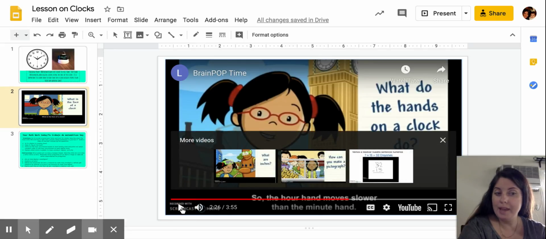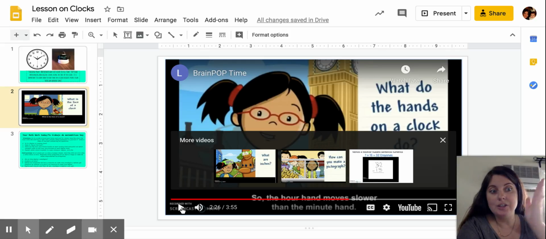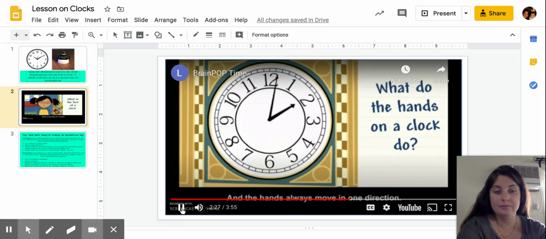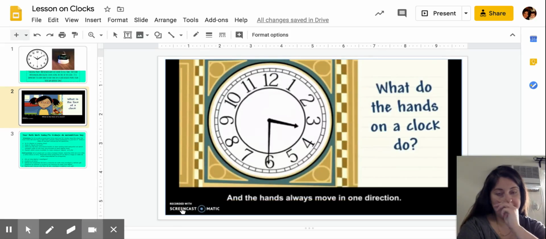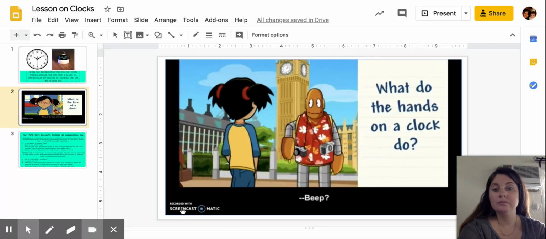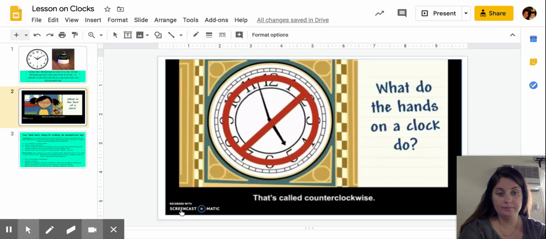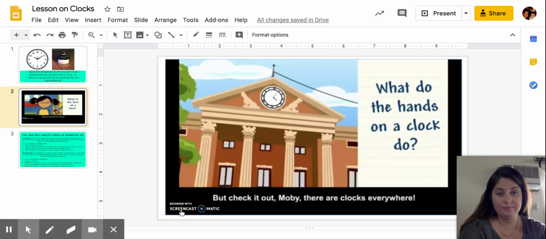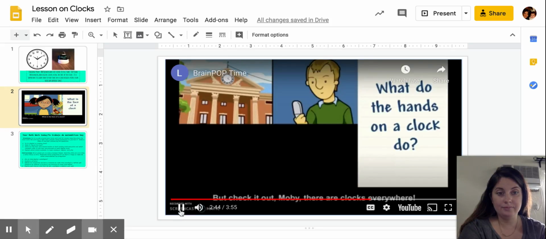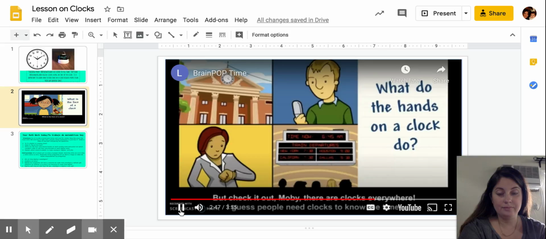Did you notice how that hour hand took a long time to get from 1 to 2? It took the minute hand all the way around the clock in order for the hour hand to go from 1 to 2. That's important to remember. And the hands always move in one direction. It's called clockwise. No, the hands never go backwards. That's called counterclockwise. But check it out, Moby. There are clocks everywhere. I guess people need clocks to know the time.